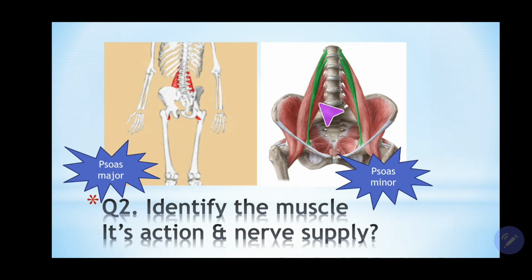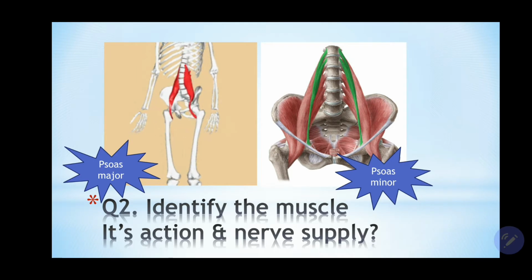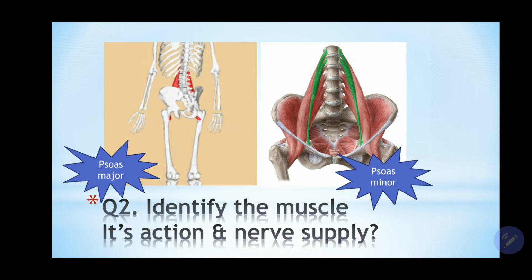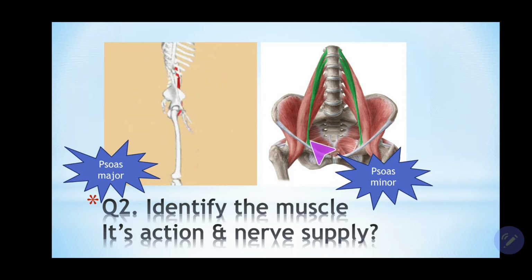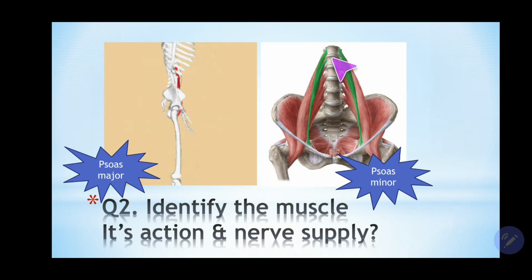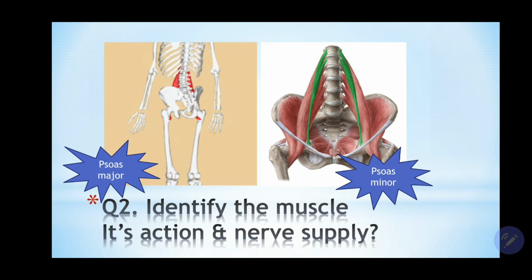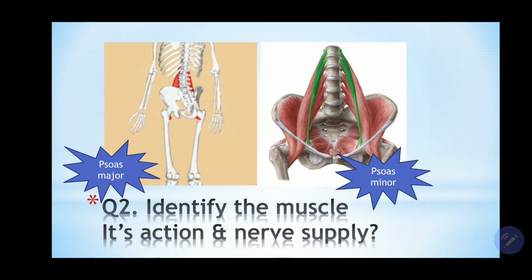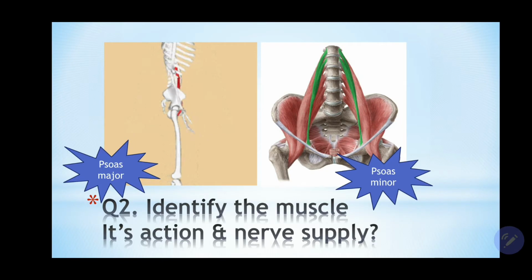So the action of psoas minor will be, again, because it is attached here, instead of flexing the thigh, it will slightly flex the lumbar spine. It assists in flexion of the lumbar spine, and the nerve supply will be from L1, a direct branch from the L1 spinal nerve. Okay.